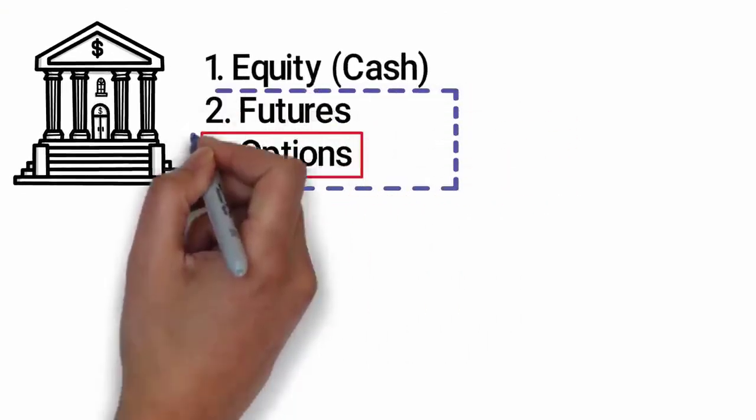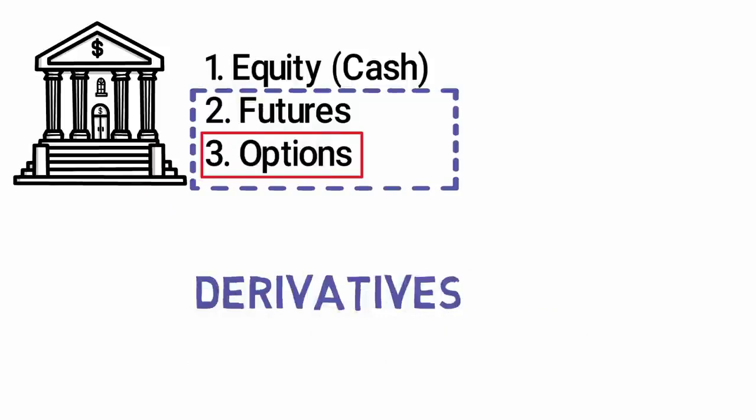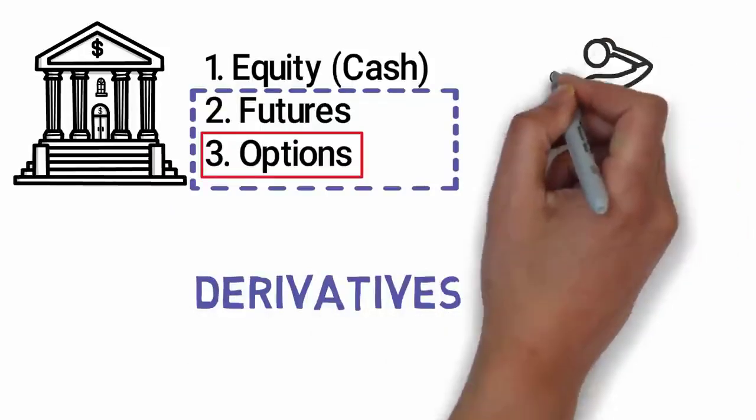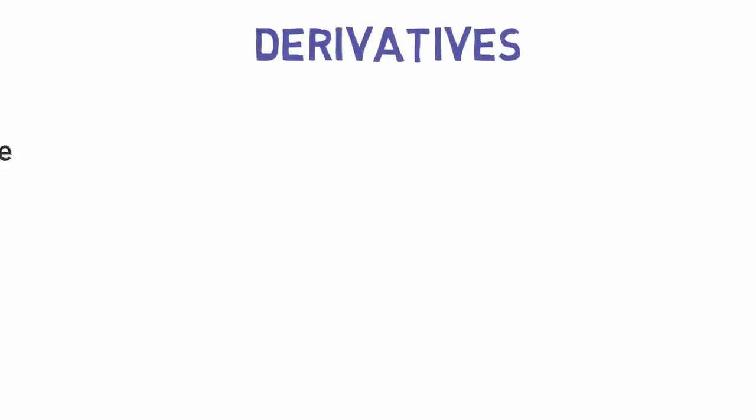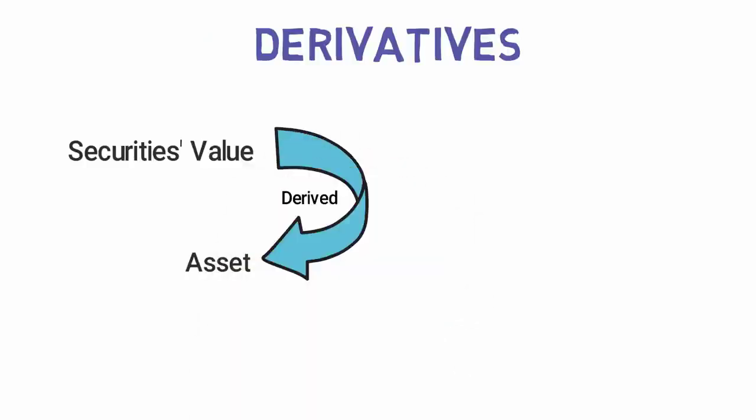So we all know that options and futures are called derivatives. So what are derivatives? As the name suggests, any security whose value is derived from any other asset or entity is called a derivative. And the asset from which the value is derived is called the underlying.